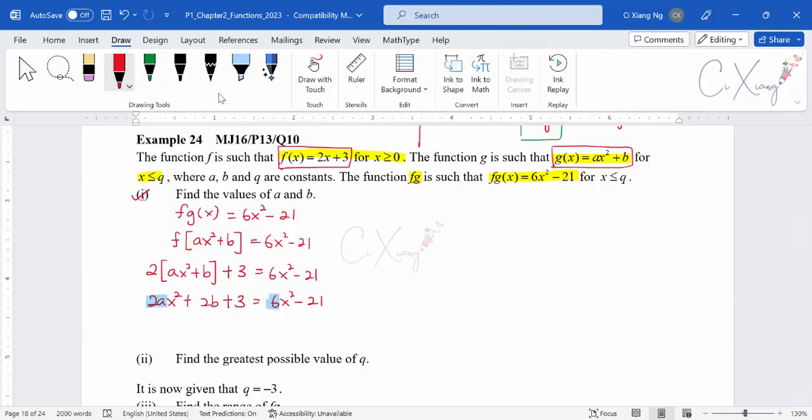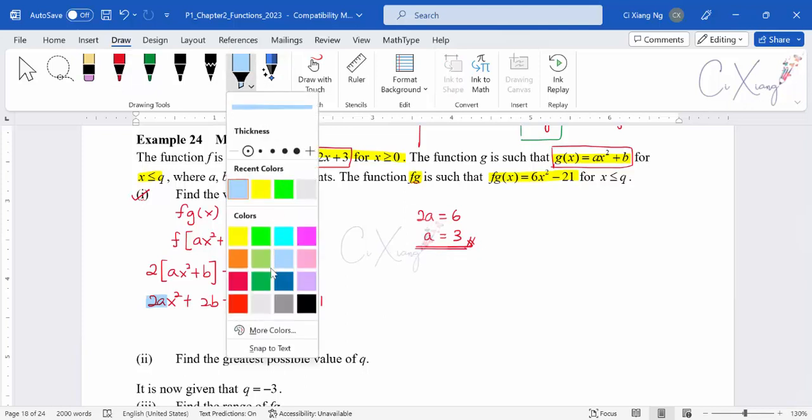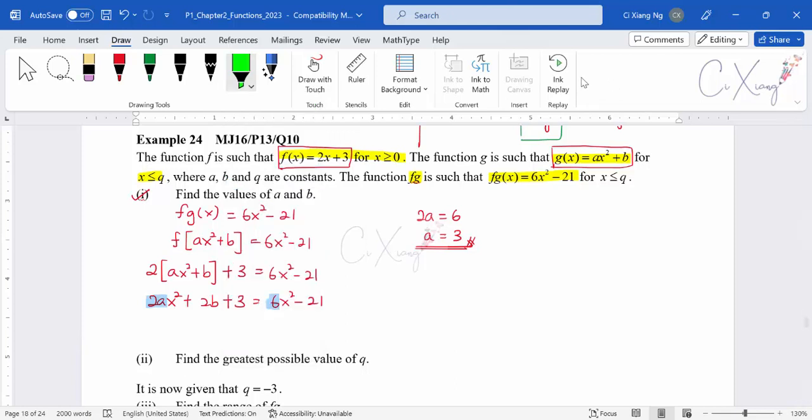Therefore, if you compare them directly, 2a should equal 6, where a equals 3. So this is how we get the value for a. You do the same thing for b. We compare the constant. The constant is 2b + 3, and the whole thing is a number: 2b is a constant, plus 3 is also a constant. So 2b + 3 equals the constant, negative 21. You just compare directly: 2b + 3 = -21, so 2b = -24, and then b equals -12. So this is how we get the answers for a and also b.